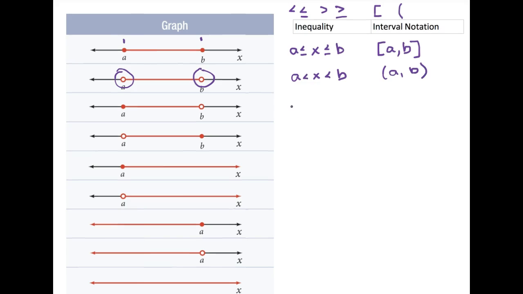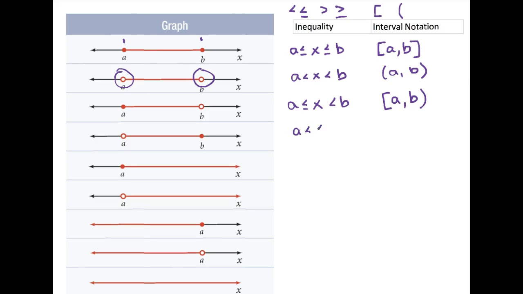All right, the next one is going to be A is less than or equal to X is less than B, because B is not included. And this one we would write with a square bracket on the left and a curved bracket on the right, because we're including A, we are not including B. We do the opposite on the next one.